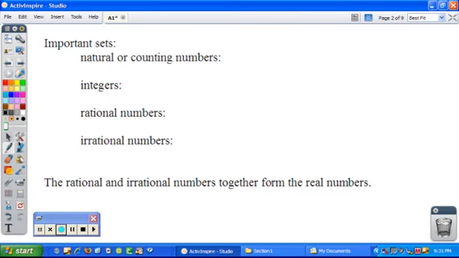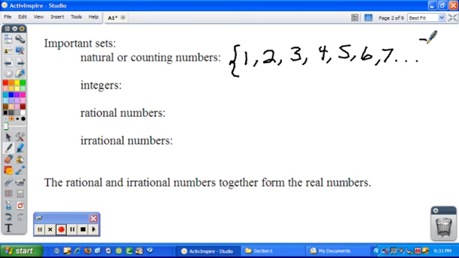Okay, let's talk about some of the more important sets. First of all, we have the natural or counting numbers. I always say that these are the numbers that you can hold in your hand, because this set includes the following: 1, 2, 3, 4, 5, 6, 7, dot, dot, dot. I guess I could have started earlier or stopped earlier and put my dots earlier. But the natural numbers are just numbers that you can count, basically.